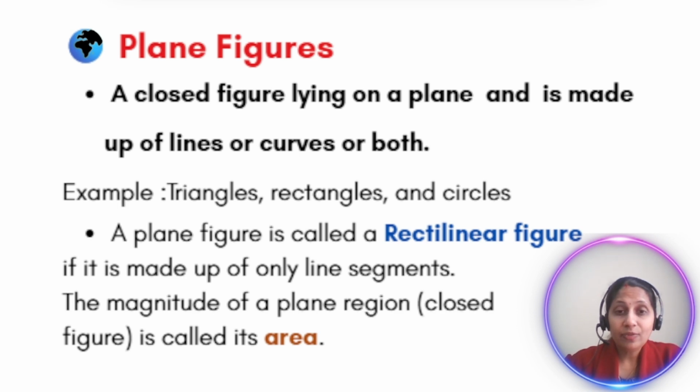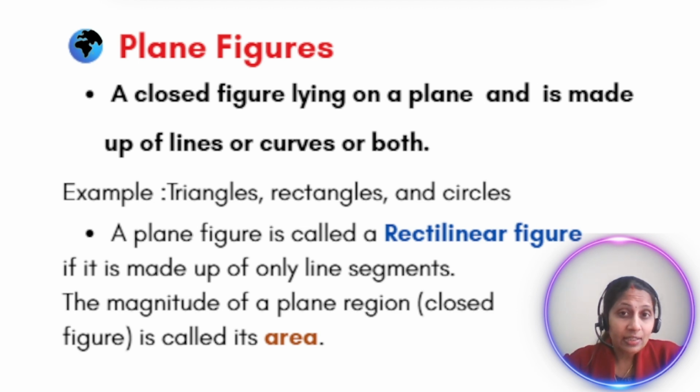Now, let's begin the topic with the basic terms. What are plane figures? Plane figures are nothing but closed figures lying on a plane, a surface, and are made up of lines, curves, or both. Say, for example, triangle, rectangle, circle, all these are plane figures.